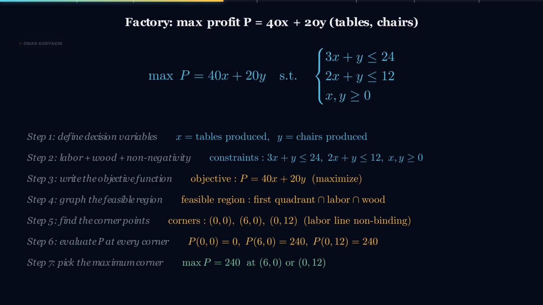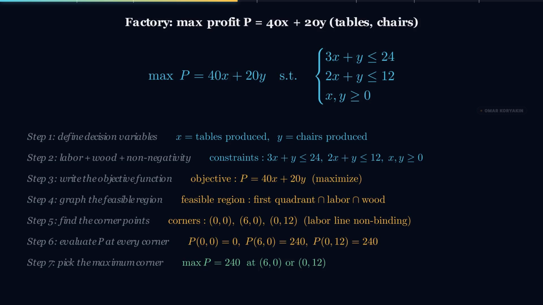Step 7. Identify the maximum. Both (6, 0) and (0, 12) give profit 240, so the maximum is 240, achieved at either of these corners. The factory can produce either 6 tables and no chairs or no tables and 12 chairs, both producing the same profit. Any combination on the wood line boundary segment between these 2 corners produces the same profit because the objective is parallel to the wood constraint in this special case.